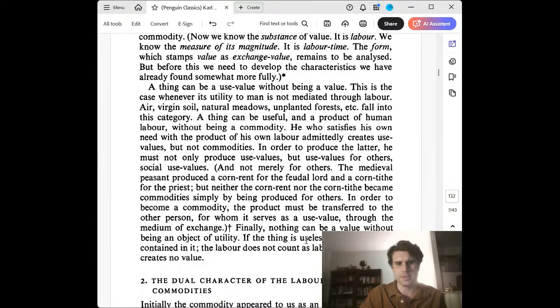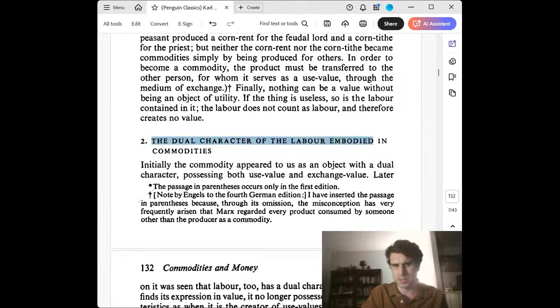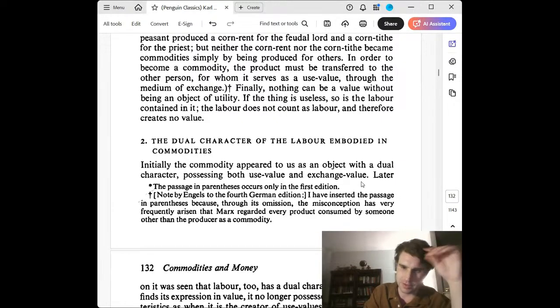So that is section 1 of Capital. We're going to get into the dual character of labor embodied in the commodities, this whole abstract versus concrete side of labor.